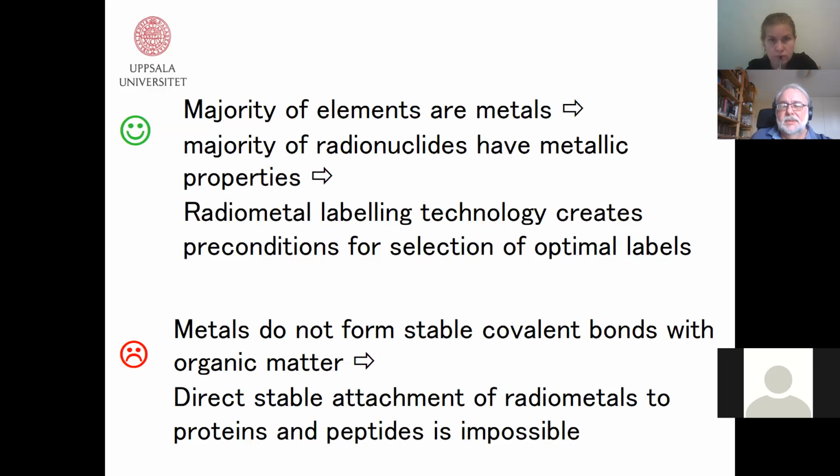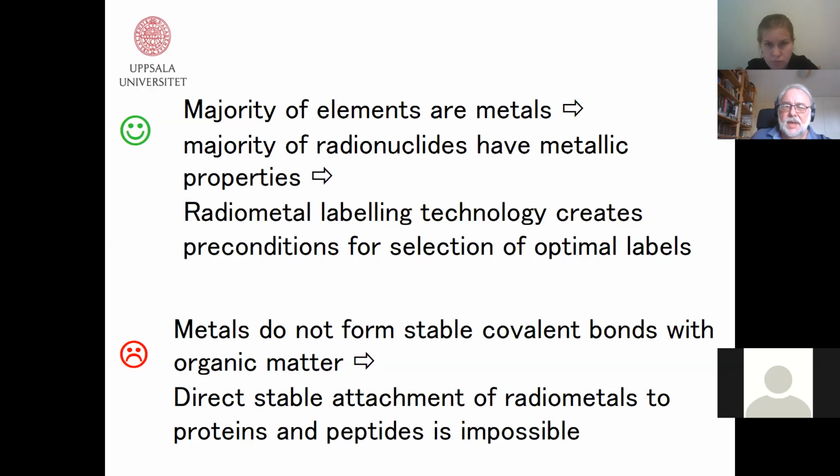The problem is that we need to somehow attach a radiometal to the tumor targeting part. The tumor targeting part in the majority of cases is an organic molecule. Nowadays, it will most likely be a protein or peptide. But the problem is that binding of metal to organic molecules is very weak.